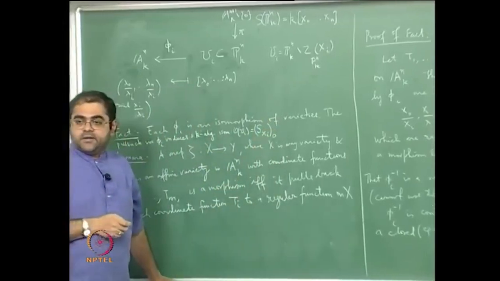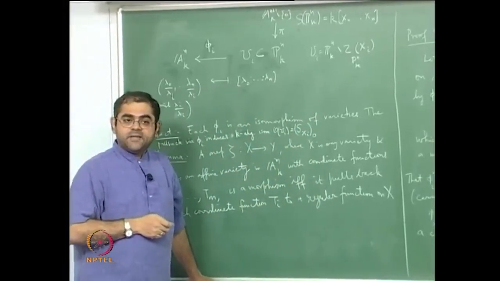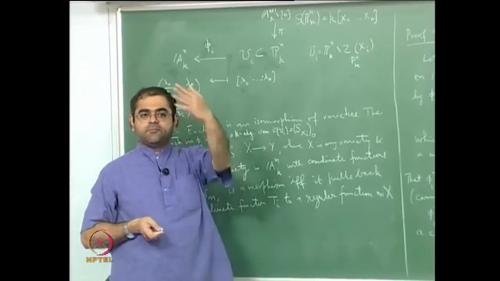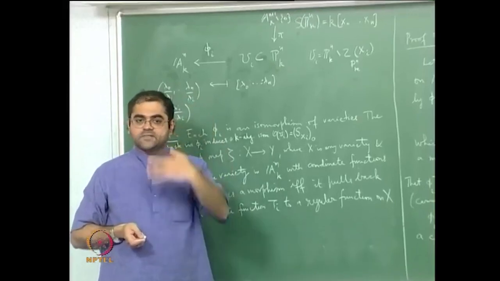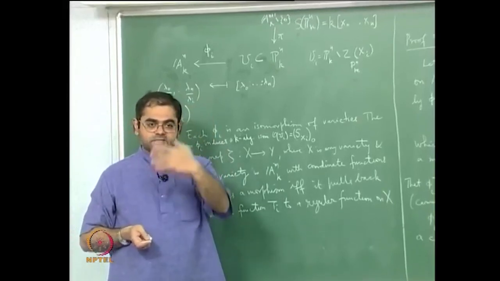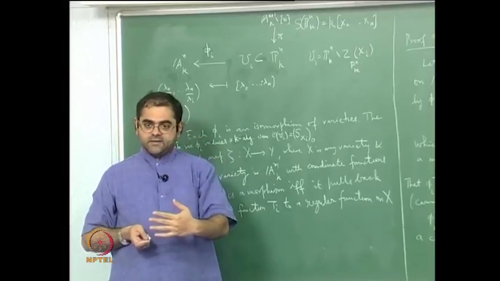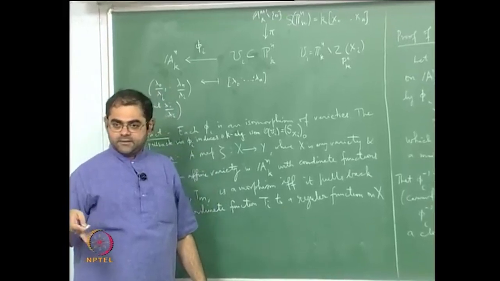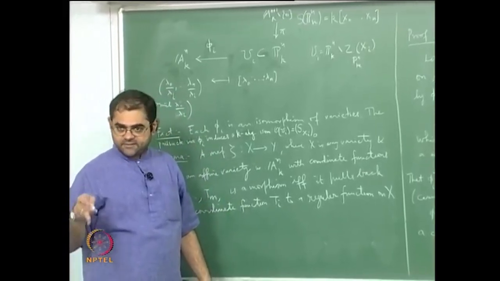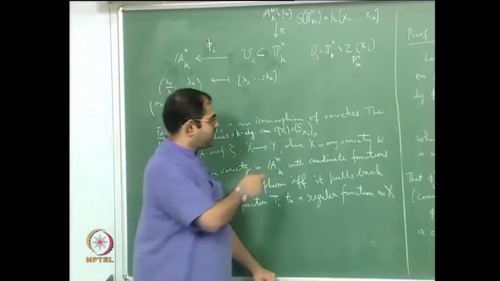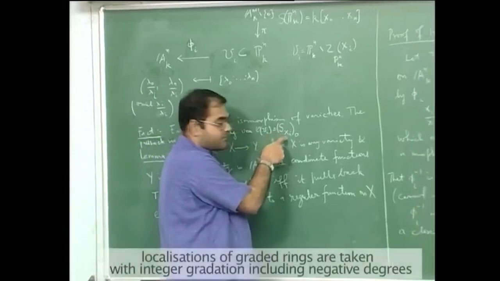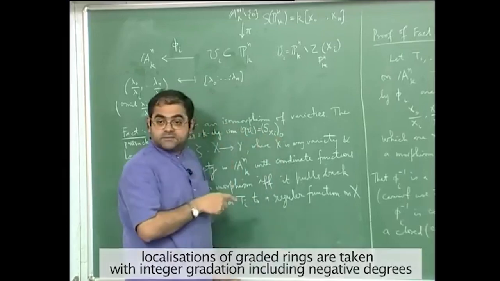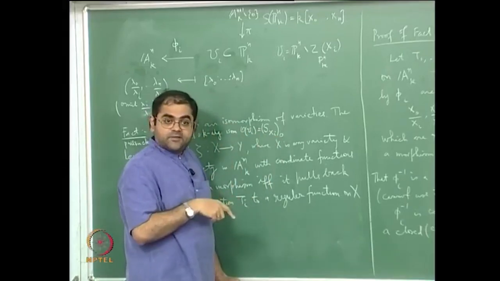Localizing at xi means you are inverting xi, so any element in the localization will look like a polynomial divided by a power of xi. For such a quotient, you can define the degree to be the degree of the numerator polynomial minus the power of xi that is occurring in the denominator. With this degree definition, you can check that the localization S sub xi is also a graded ring, and you take its degree 0 part. That will be a K algebra.